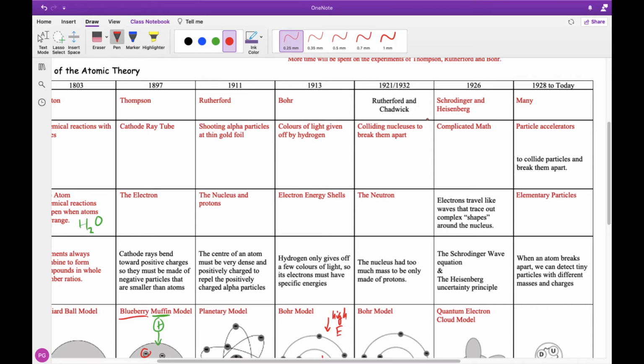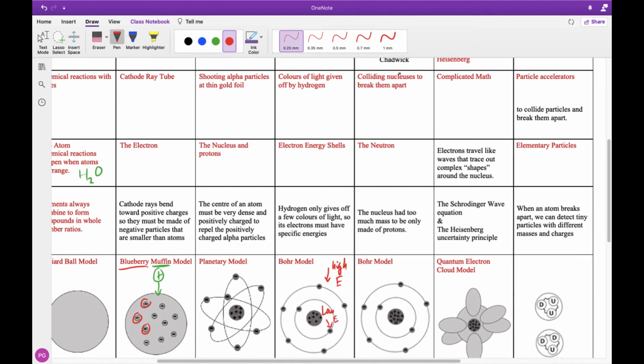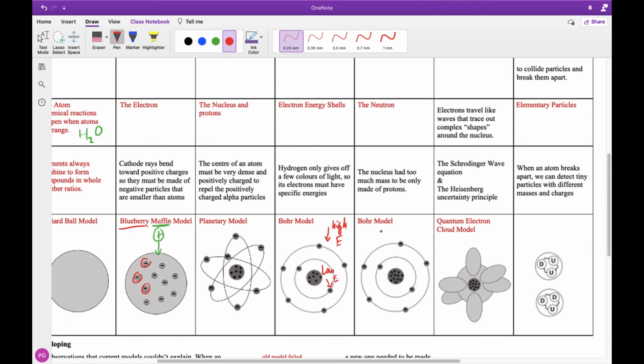Rutherford and another scientist named Chadwick built on this, and they found that you could actually take this positive center region that Rutherford discovered and break it apart even further, and they discovered the neutron. They found that the nucleus had too much mass to be made only of protons, so there had to be some other neutral particles to beef up the mass without changing the charge. So it looks very similar to this model from Bohr from before, except now there are little neutrons inside of it, in addition to our protons.